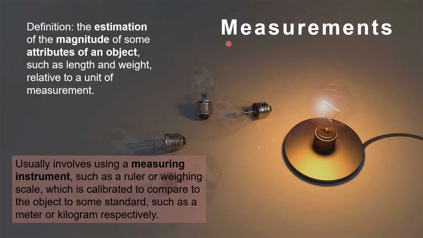Okay, now we move to the first part, which is the definition of the measurement. Okay, definition of the pengukuran. So the measurement is the estimation of the magnitude of some attributes of an object, such as length and weight, relative to a unit of measurement. So it must consist of magnitude and the unit of the object measurement.